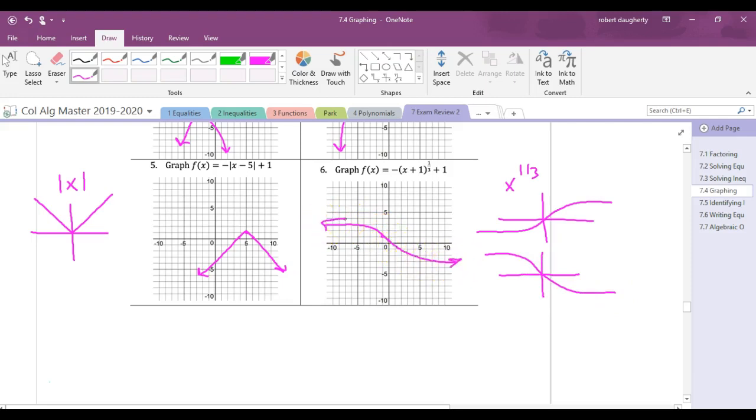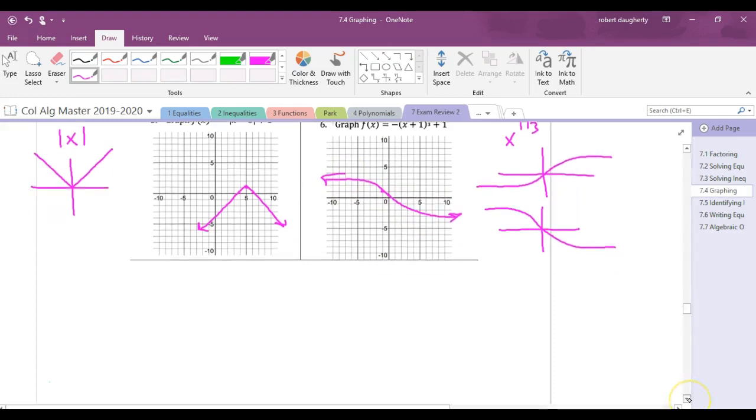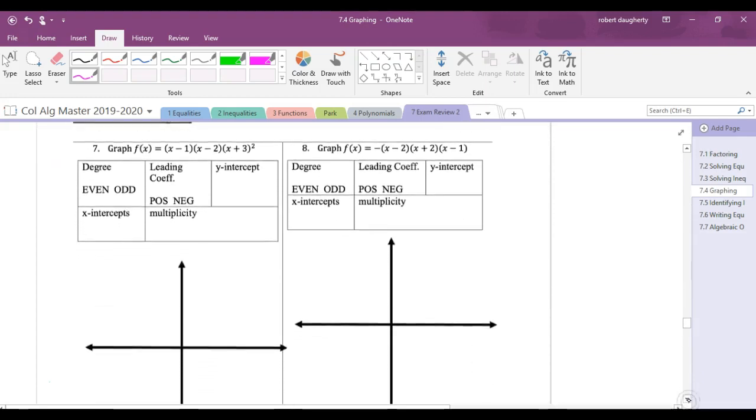Now, you may be asked to give the domain and range of any of these just by reading the graph. Other things about graphing, you were given polynomials. This is a polynomial that is what degree? So 3, 4, this is a 5th degree polynomial.